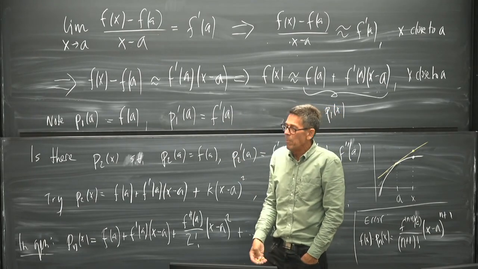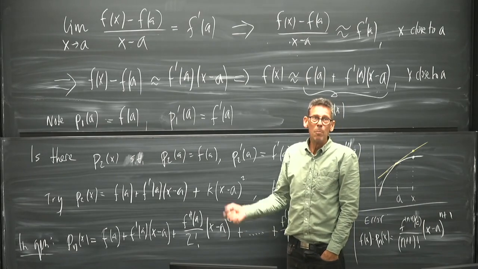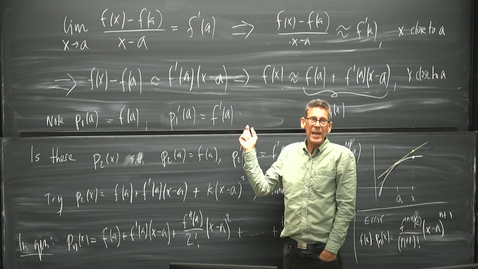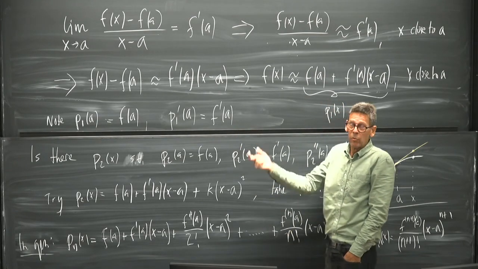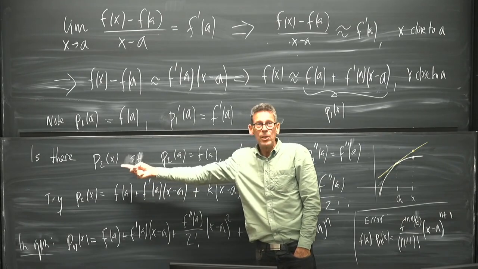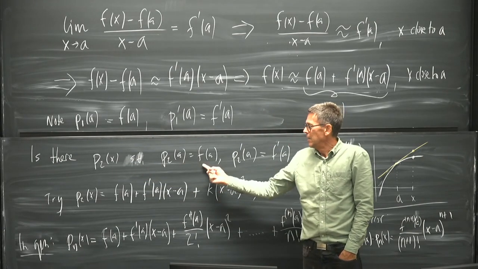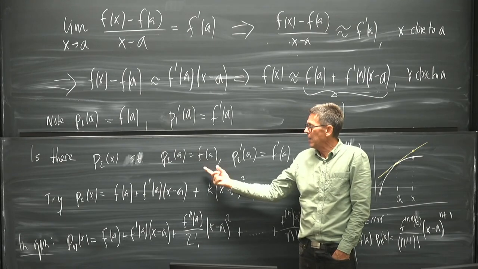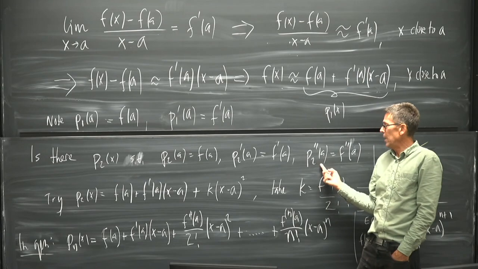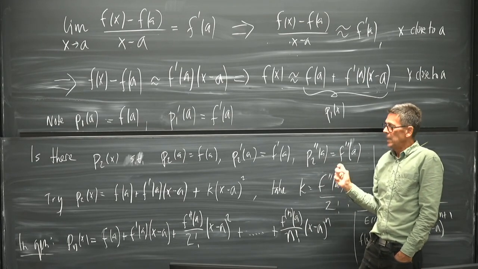So one might wonder if you can do even better. Can you match also the second derivative of f at A and get an even better approximation? So the question is, is there a polynomial P2 of x such that it matches the function value of f at A, it matches the derivative of f at A, and it also matches the second derivative of f at A? Is there such a polynomial?